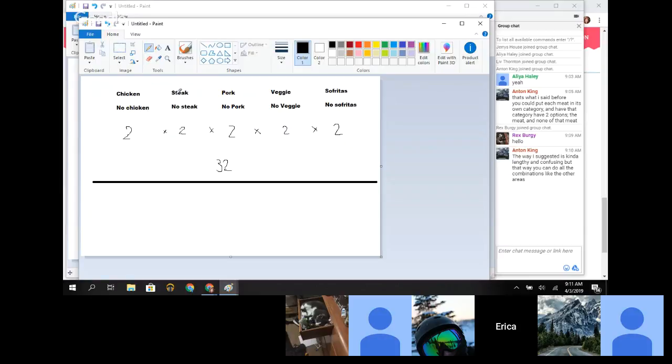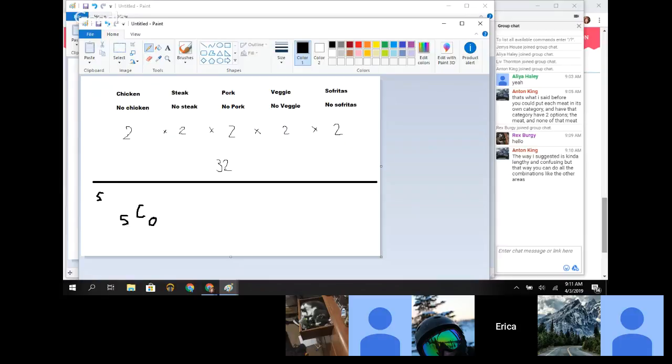So we have 5 different meats. We'll call them meats because tofu and veggie technically aren't meat, but you have 5 different proteins, I guess. Maybe proteins that you can choose from. So another way that we could actually do this, and I don't know what the answer is, but let's check it out. So you have 5 different proteins and you could choose none of them, right?